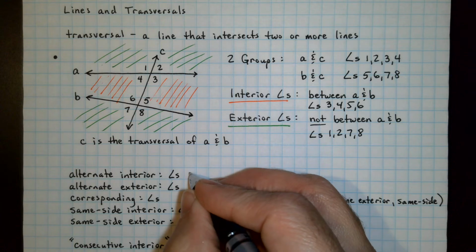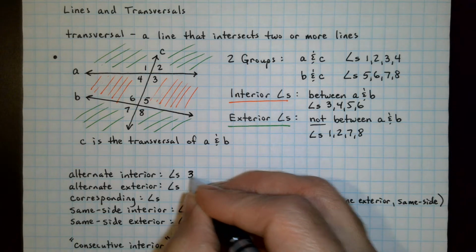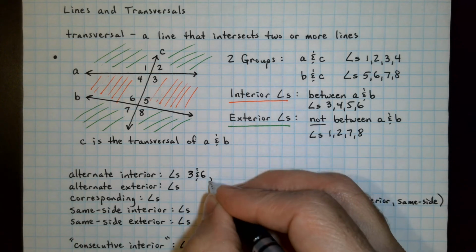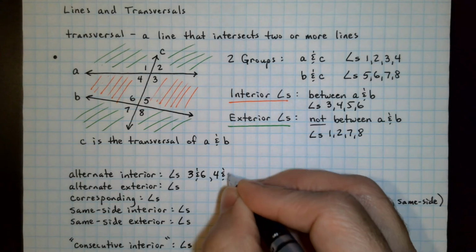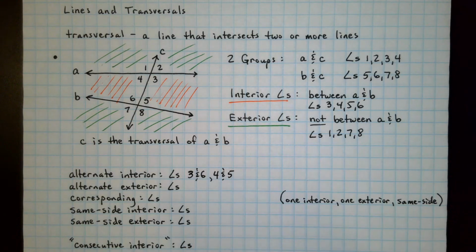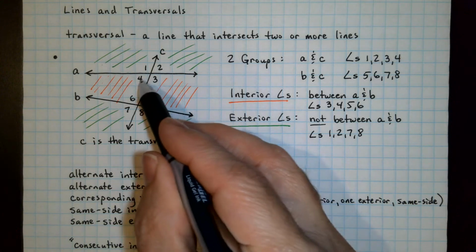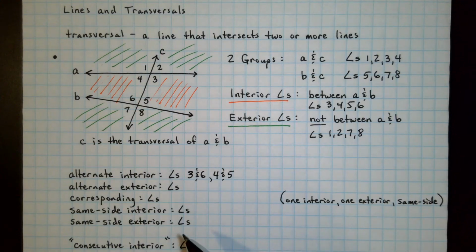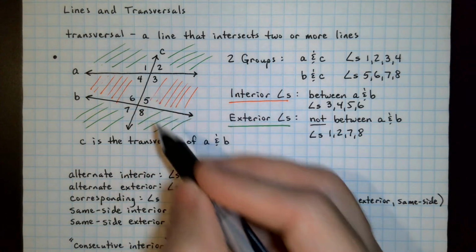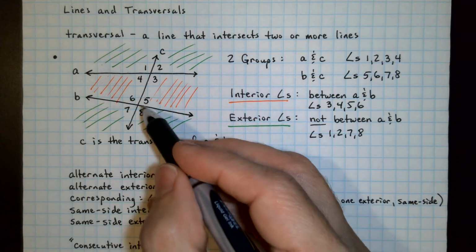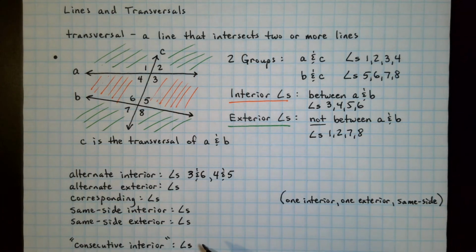So I'll just list that. 3 and 6, 4 and 5. Now you might be wondering why I didn't choose 3 and 4, because what I said, they're interior and opposite sides of the transversal. That's true for that angle pair, but 3 and 4 are in the same angle group, as well as 5 and 6 are in the same angle group. These new designations are for angles in different angle groups.